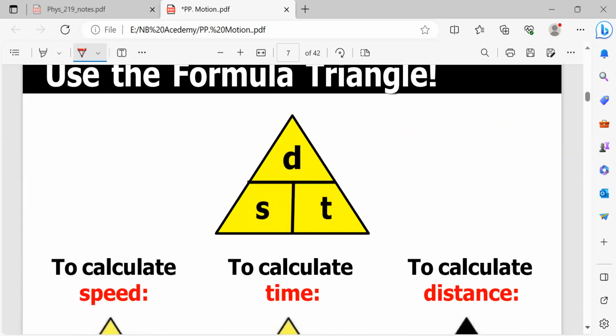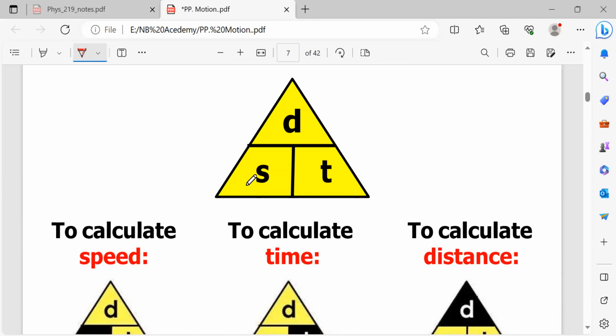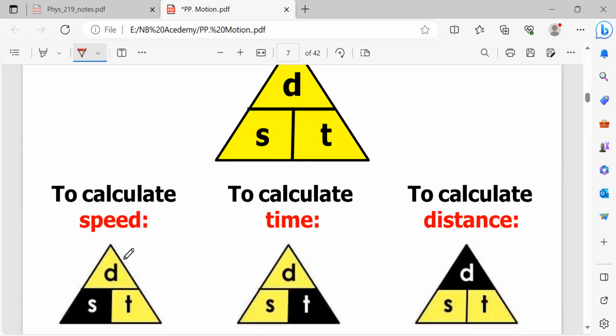Some students like to use the triangle formula here: distance, speed, time. If you want to calculate speed, it will be distance over time. If you're asked to find the time, you're going to divide distance over speed. And if you're asked to find the distance covered, you're going to multiply speed times time.